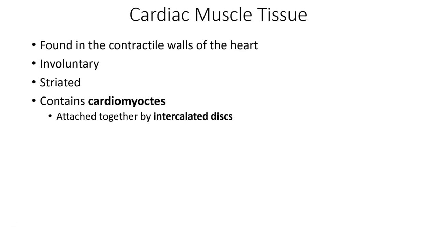Cardiac muscle tissue is also going to be striated and contains special cells called cardiomyocytes, which are attached together by something called an intercalated disc. And these are special cell junctions that attach the different cells of cardiac muscle together, that allow the electrical signals from the nodes in our heart that are generating the electricity required to make our heart beat.